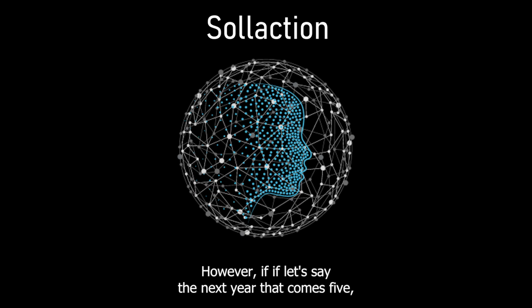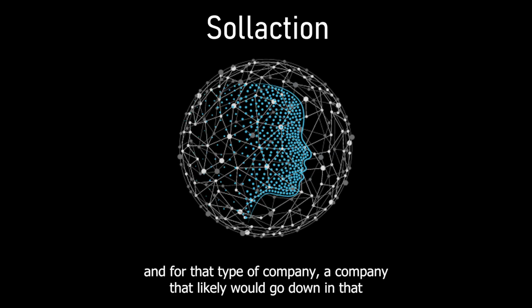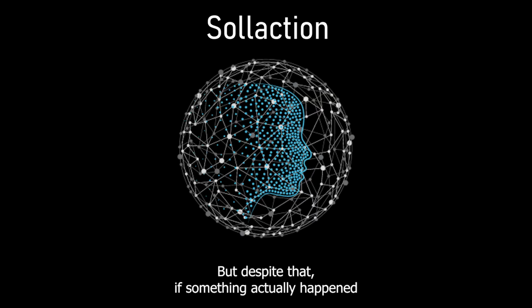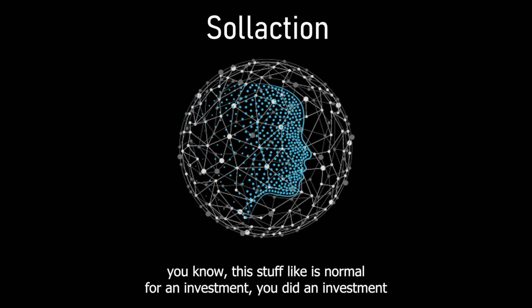However, let's say that next year that company made less, and then the next year it made less again. Maybe it was making less because a pandemic hit, right? A company that would likely go down in that scenario is most likely a cyclical company like Disney or a bank. But if something actually happened that was out of your control, this is normal for an investment.